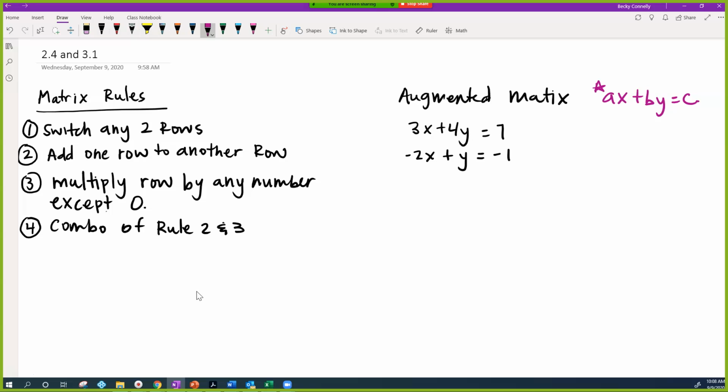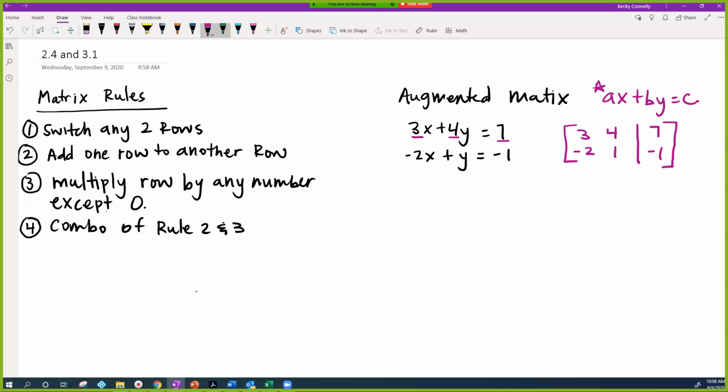So the augmented matrix for this one would be, on the top row, we're just looking at the coefficients. So we'll have 3, 4, and then 7. Usually I put a little line here to help me remember that the right-hand side is where my answers are going to end up after I solve the matrix. And then on the bottom row, I'd have -2, 1, and -1. Then you'd be able to take it from there to solve it.